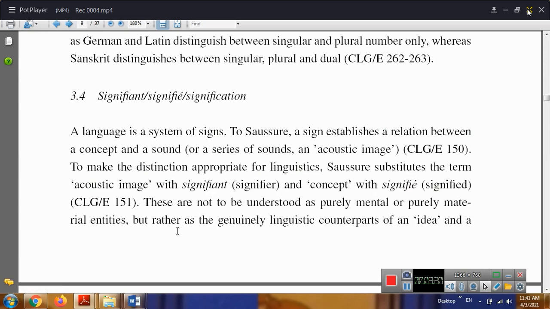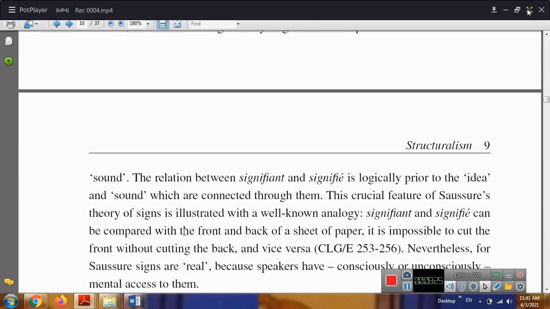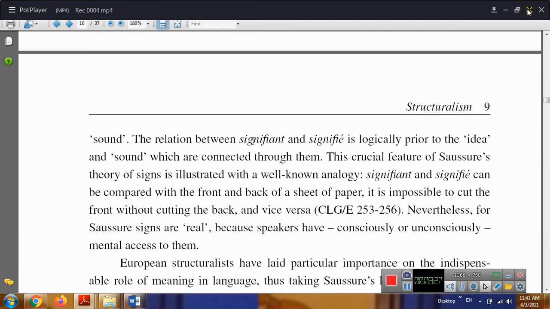These are not to be understood as purely mental or purely material entities, but rather as the genuinely linguistic counterparts of an idea and a sound. The relation between signifier and signified is logically prior to the idea and sound, which are connected through them. This crucial feature of Saussure's theory of sign is illustrated with a well-known analogy. Signifier and signified can be compared with the front and back of a sheet of paper.